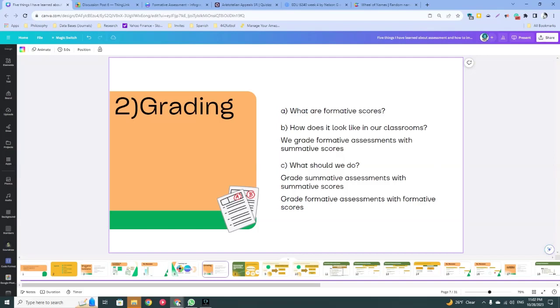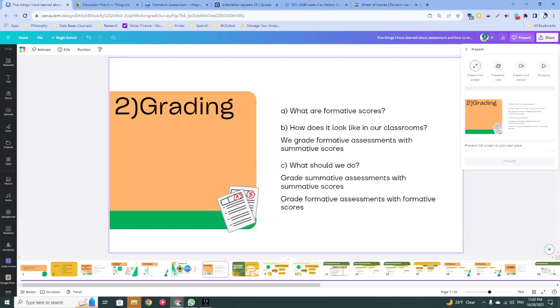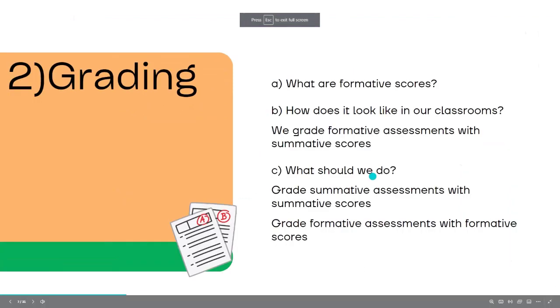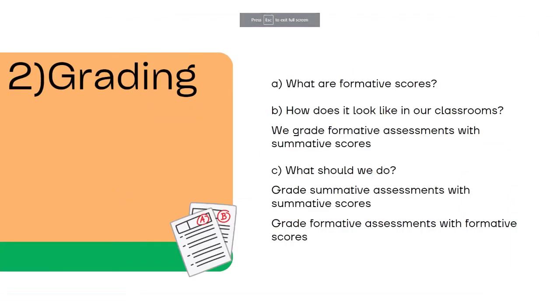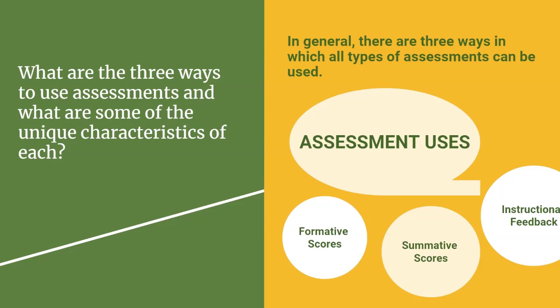All right, our next point is grading. I'll say something about formative scores. In terms of what it looks like right now in our classrooms, one of the things that I've noticed is that we grade formative assessments with summative scores. That is not okay. What we should do instead is grade summative assessments with summative scores and grade formative assessments with formative scores. And hopefully this will make sense in a minute.